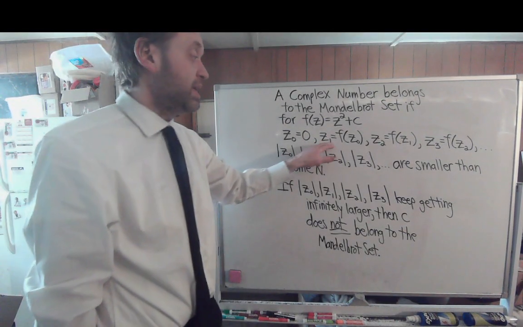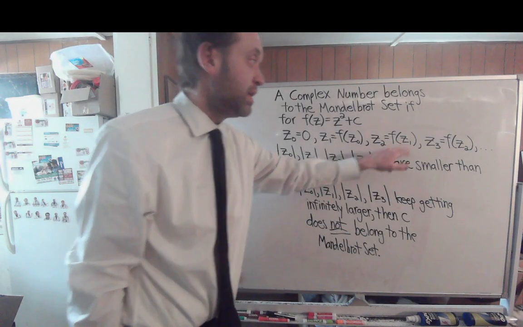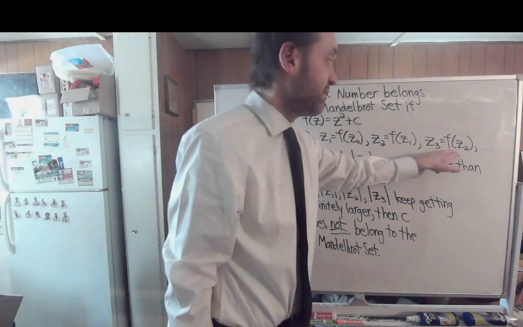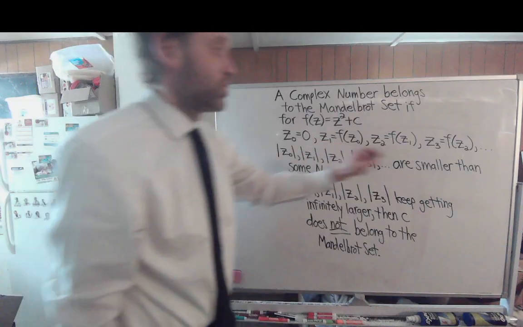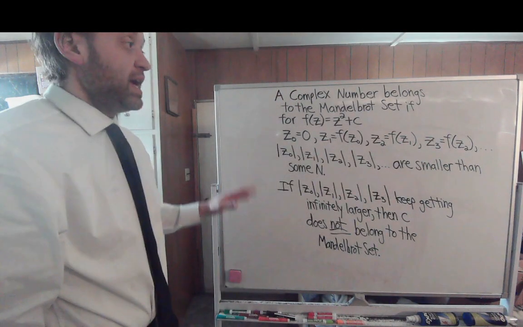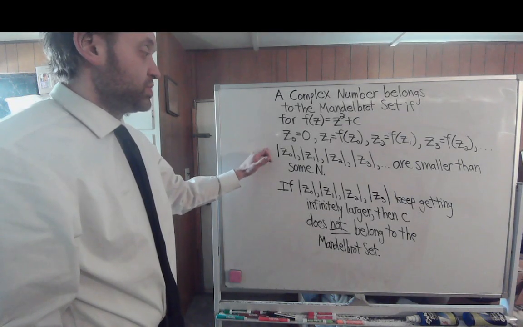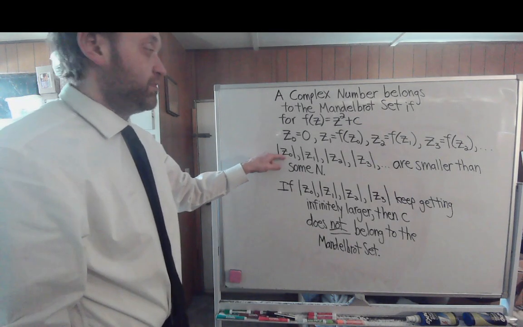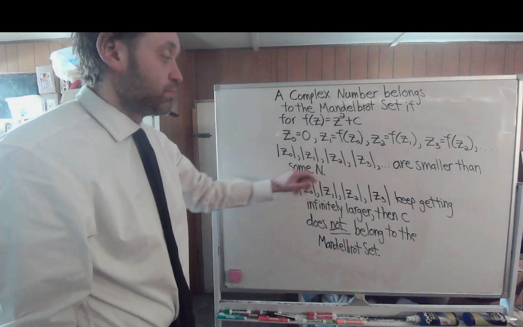Z sub 1 equals f of z sub 0. Z sub 2 equals f of z sub 1. Z sub 3 equals f of z sub 2, etc., etc. You just usually go up to 3 values. And the absolute value of those values are smaller than some integer.